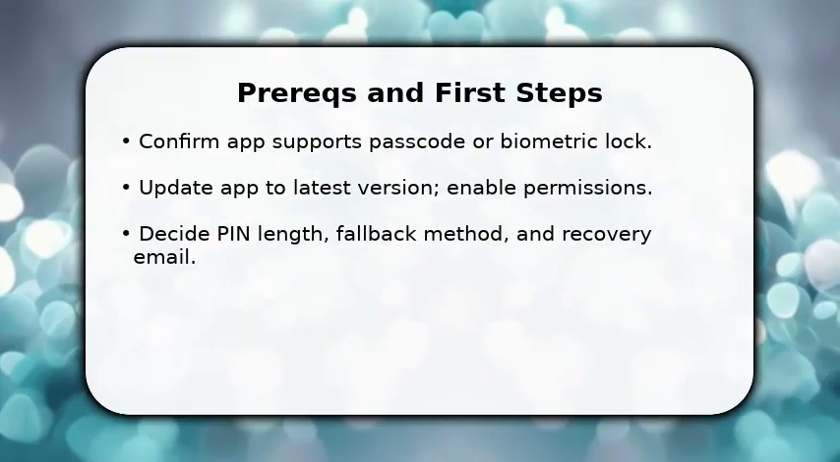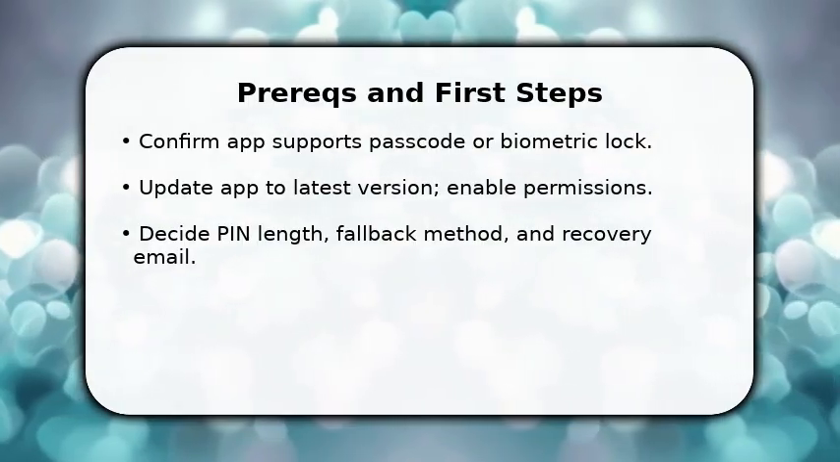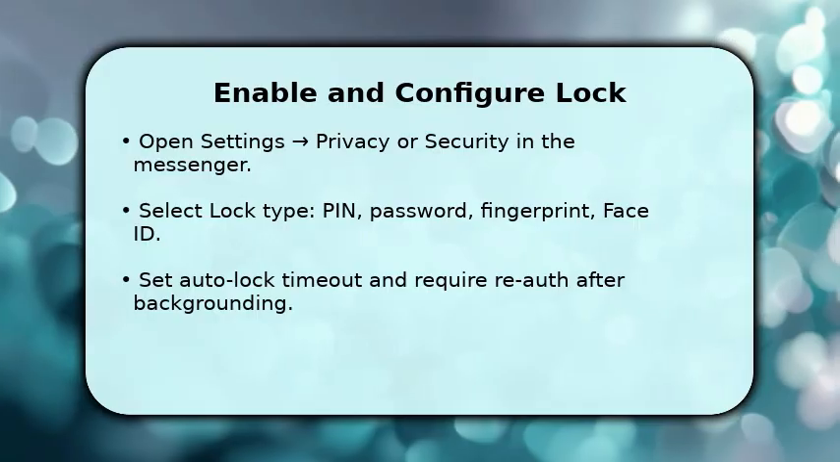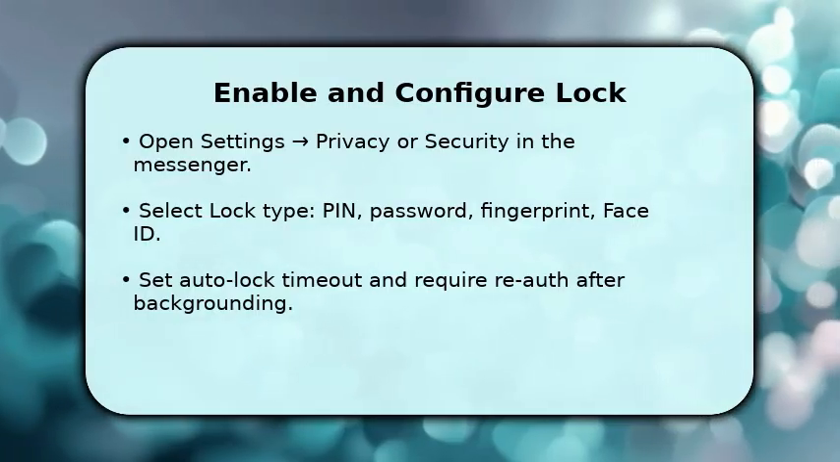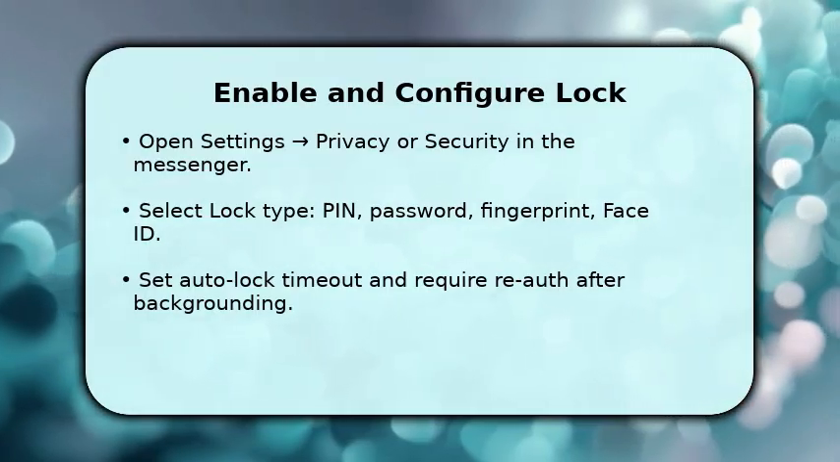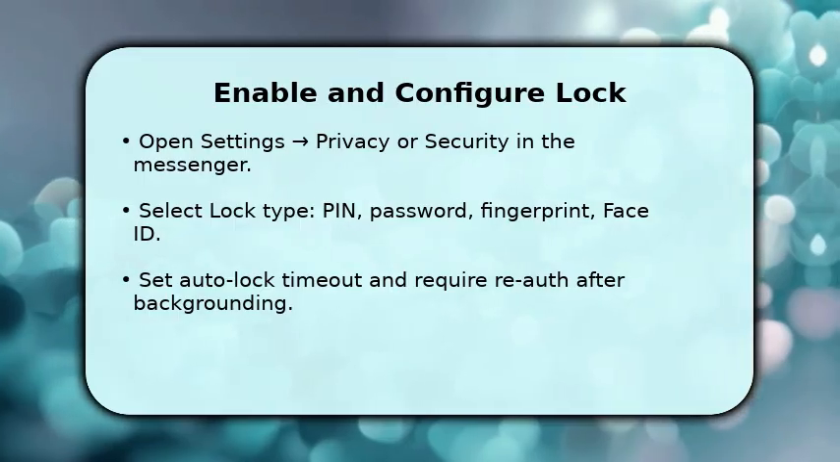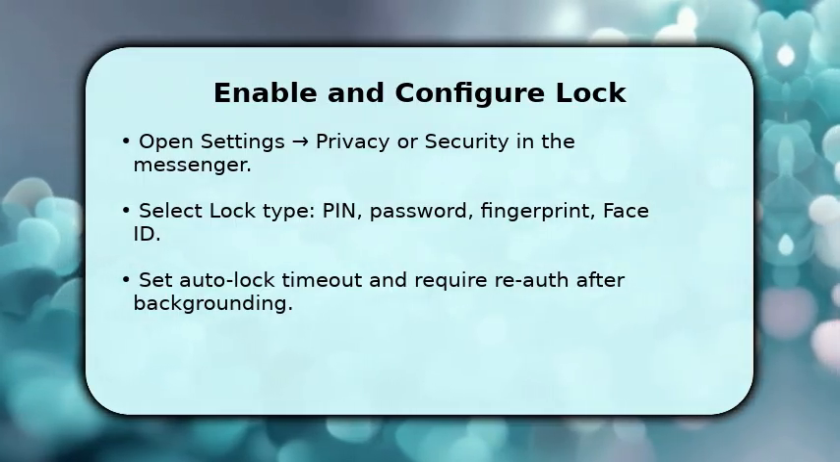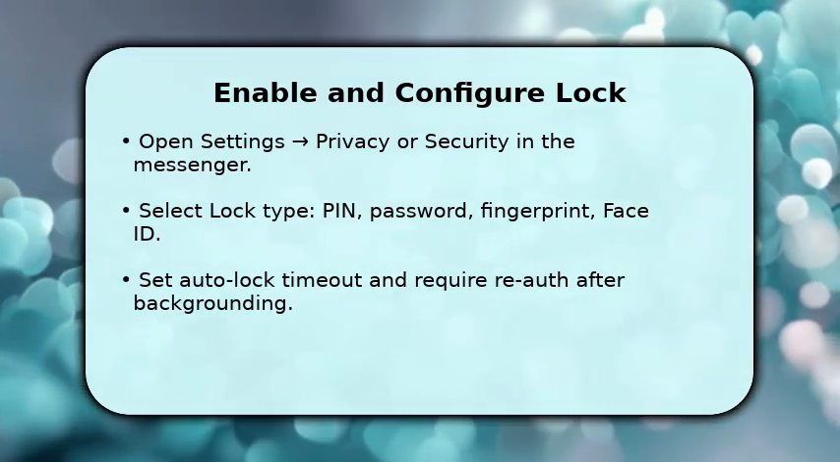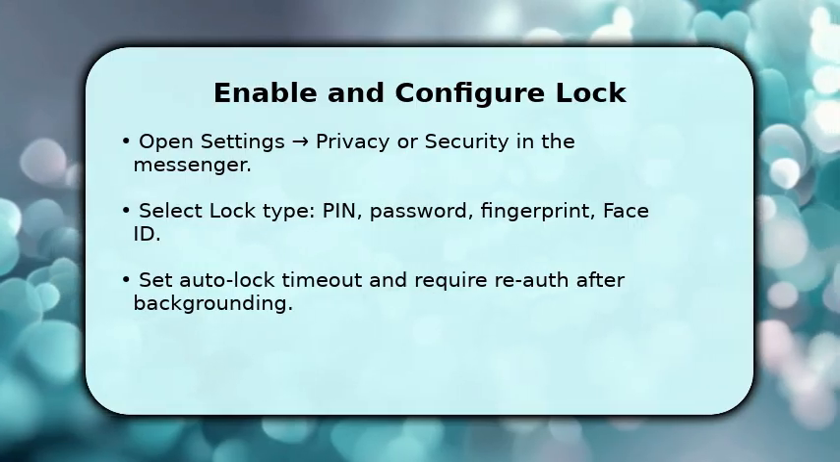You now enable the lock inside the messenger's privacy or security settings, so the protection applies only to app content. First, pick the lock type: PIN, full password, fingerprint, or Face ID, and enter credentials. Choose a PIN of at least 6 digits if available.